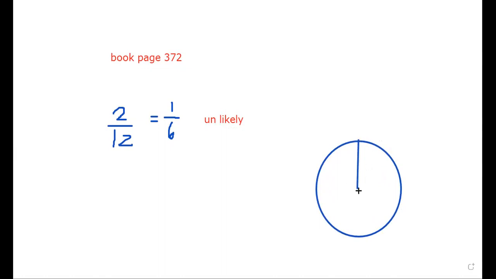1, 2, 3, 4, and 5. So we will count first. We have what? 1, 2, 3, 4, 5.